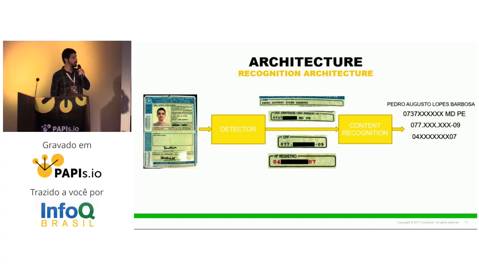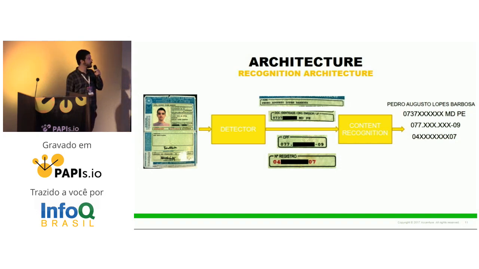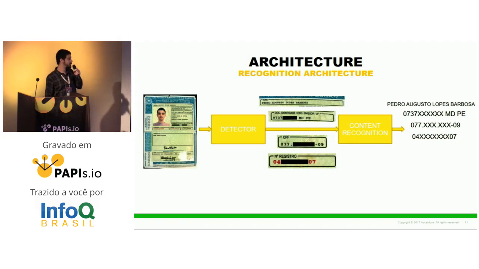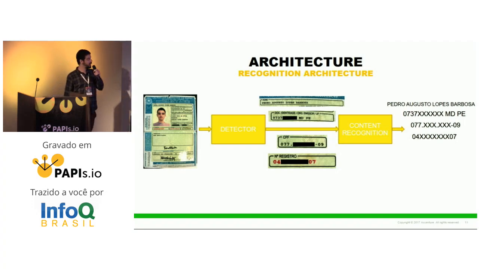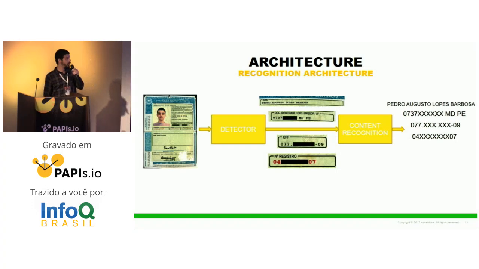So we divide the problem. First, we recognize the fields, and we classify them. So previously, we know what those fields are before the content recognition. So we can tweak the content recognition to address these fields better. Actually, what we did, we divided between numbers and names. We had more difficulties with the names.